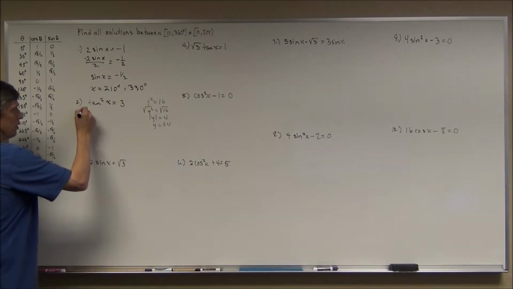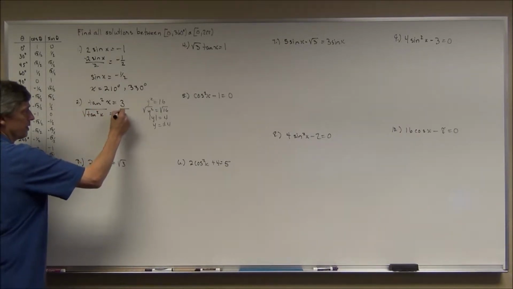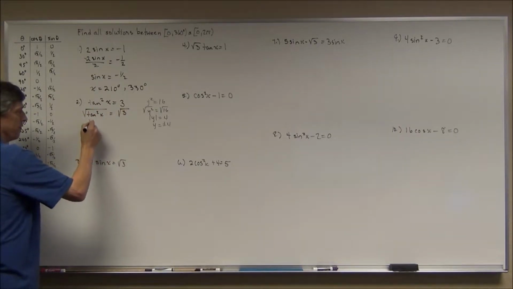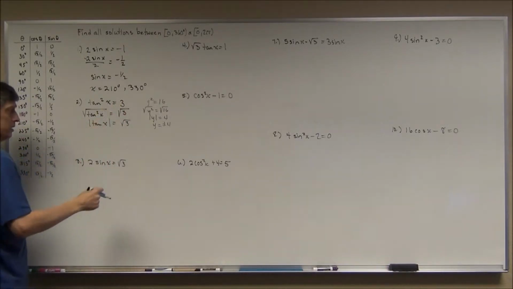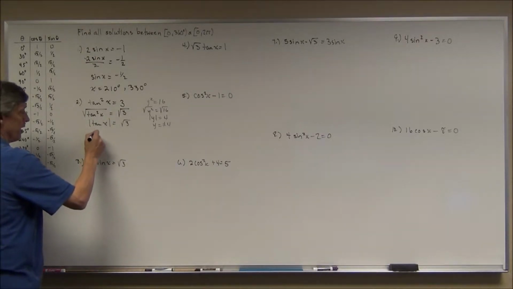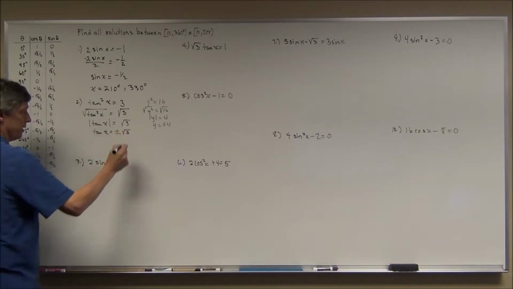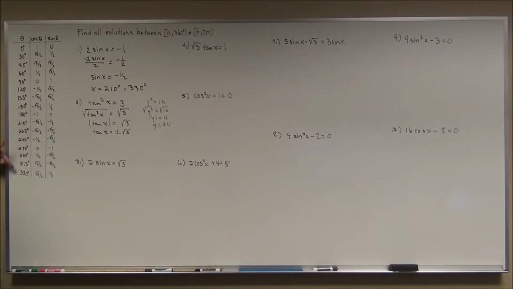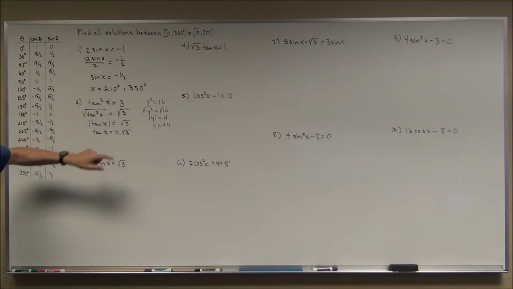I'm going to take the square root of both sides, and I get the absolute value of the tangent of x is equal to the square root of 3, whatever that is, about 1.732. And then I'm going to drop the absolute value, so I get the tangent of x is equal to plus or minus the square root of 3. Now, I didn't list the tangent values. You can make a list or you could look them up online.